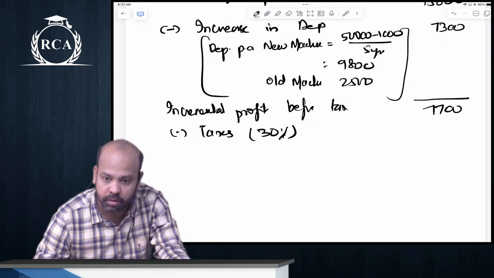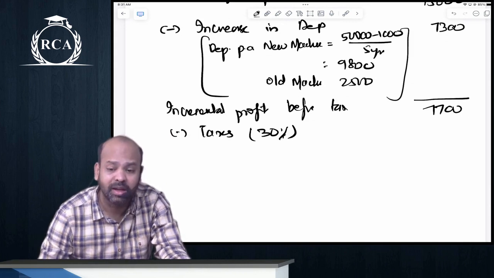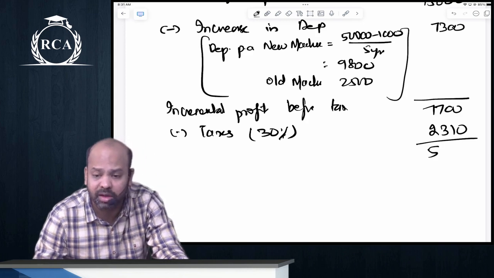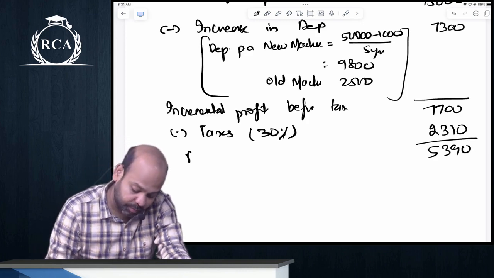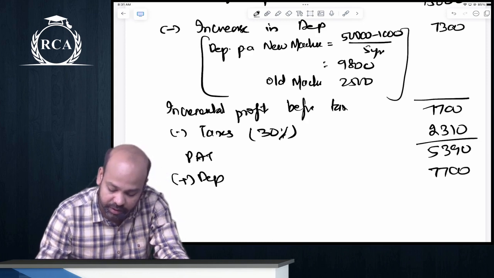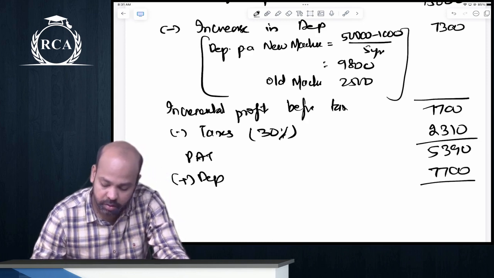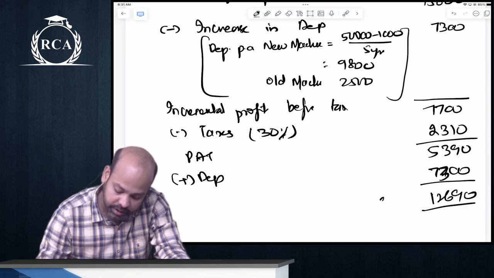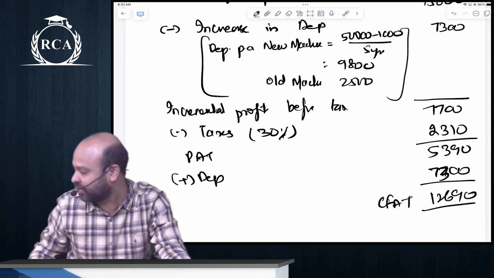How much is this? 2,310. 5,390. This is profit after tax. To this you add back depreciation 7,300, beta, sorry, 12,690. This will be your incremental CFAT.